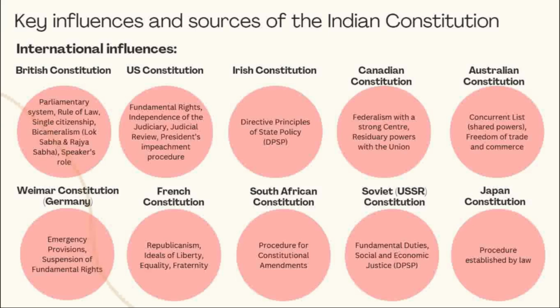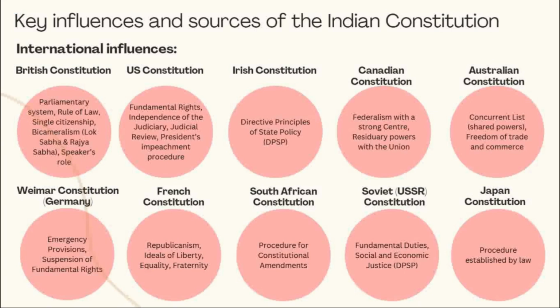Directive Principles of State Policy were influenced by the Irish Constitution. The federal structure of the Indian Constitution is based on the Canadian Constitution, which inspired federalism with a strong center and residuary powers with the Union. The Australian Constitution influenced concurrent powers and freedom of trade and commerce.